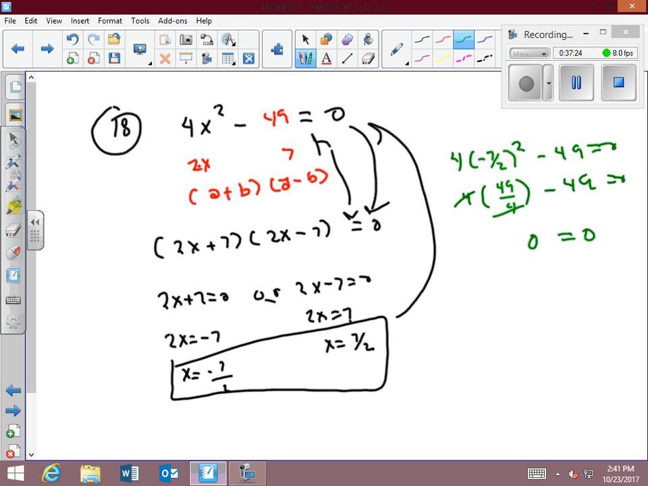Be sure if you're checking it, don't go back up here and check it. Go clear back up there and check your original question, because you might have made a mistake coming down.